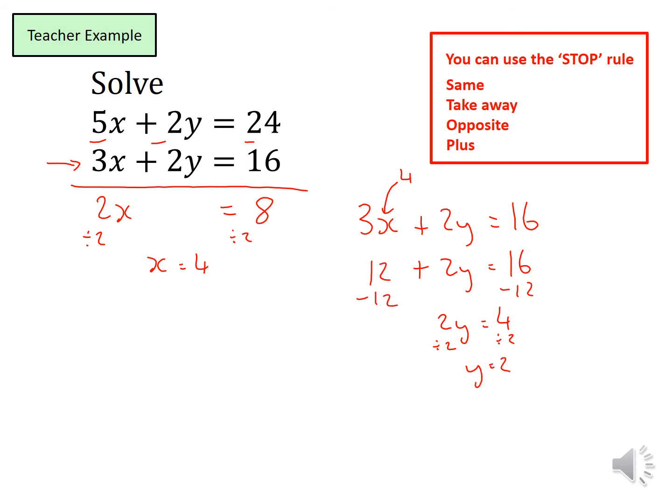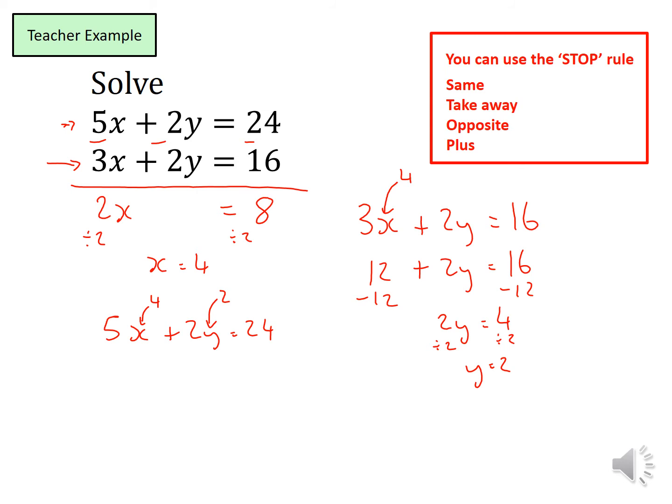So I've now got a value for x and a value for y. I've worked out x equals 4 and y equals 2. If I wanted to double check that I have got the correct answer, I can look at my first equation and substitute both these numbers back into it. The first equation was 5x plus 2y equals 24. This x is 4, which we've worked out, and this y is 2. Let's see, after substituting them in, if this works.